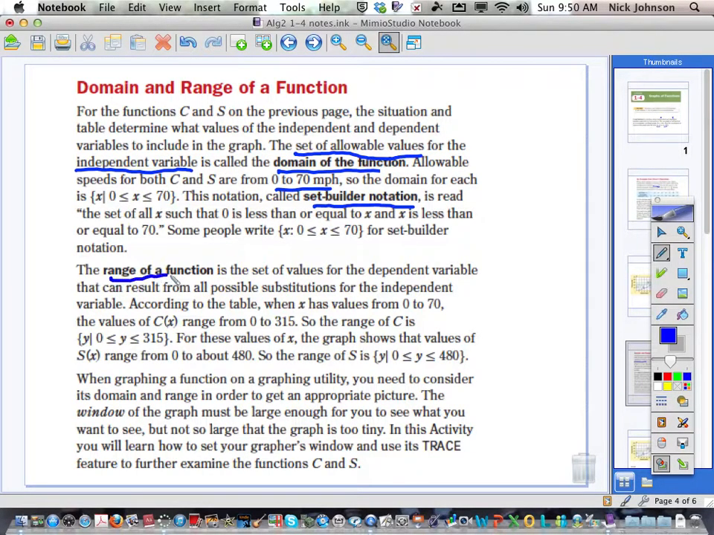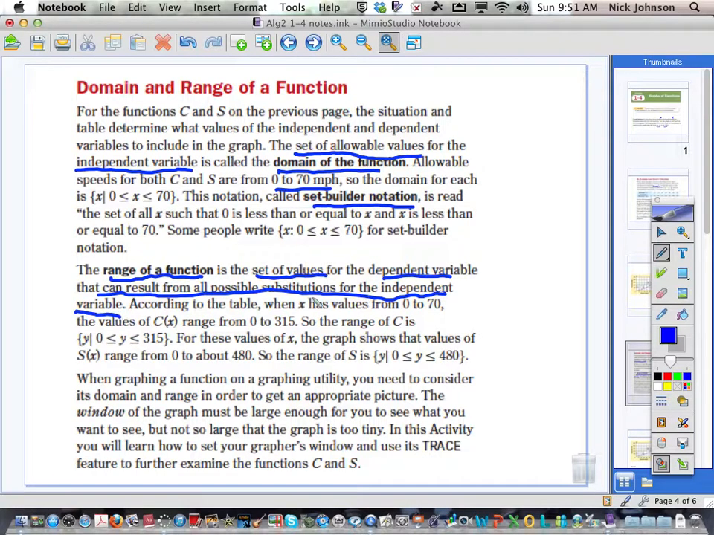The range of a function is the set of values for the dependent variable that can result from all possible substitutions for the independent variable. So it's what you can get out, okay? You put numbers in from 0 to 70, you get numbers out, okay?